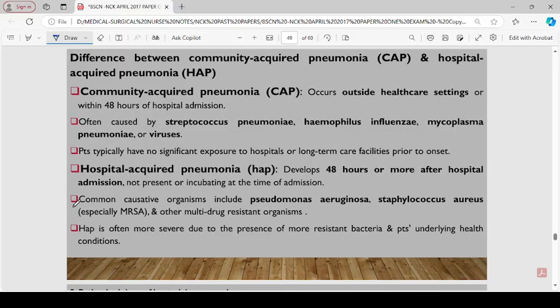So that's the difference between CAP and HAP. Of course, CAP occurs outside the hospital setting or within 48 hours of hospital admission, right? Often caused by Streptococcus pneumoniae, Haemophilus influenzae, Mycoplasma pneumoniae, or viruses. Typically, no significant exposure to hospitals. HAP develops 48 hours or more after hospital admission, not present or incubating at the time of admission. Common causative organisms include Pseudomonas aeruginosa and Staphylococcus aureus.